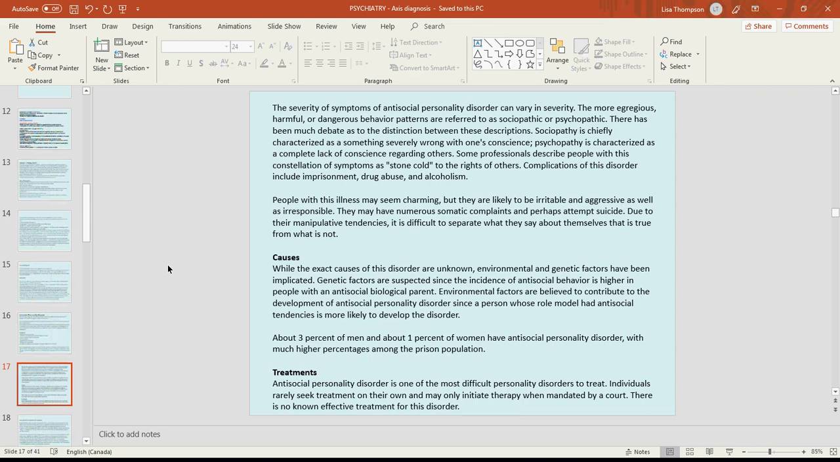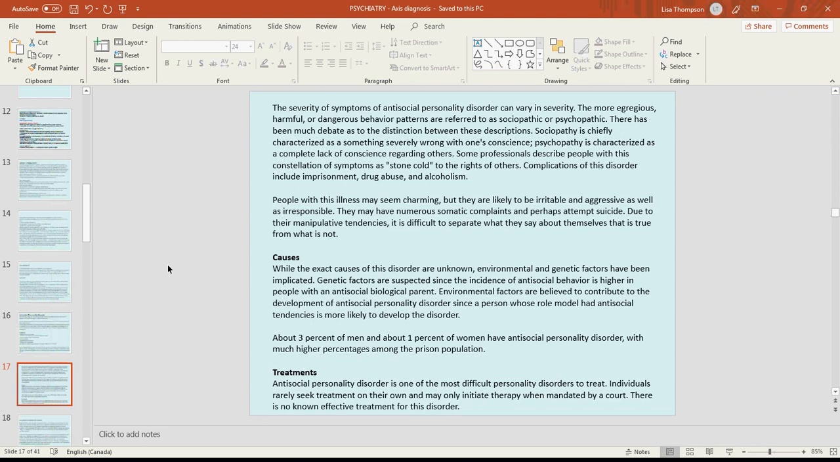People with this illness may seem charming, but they are likely to be irritable and aggressive as well as irresponsible. They may have numerous somatic complaints and perhaps attempt suicide. Due to their manipulative tendencies, it is difficult to separate what they say about themselves that is true from what is not.